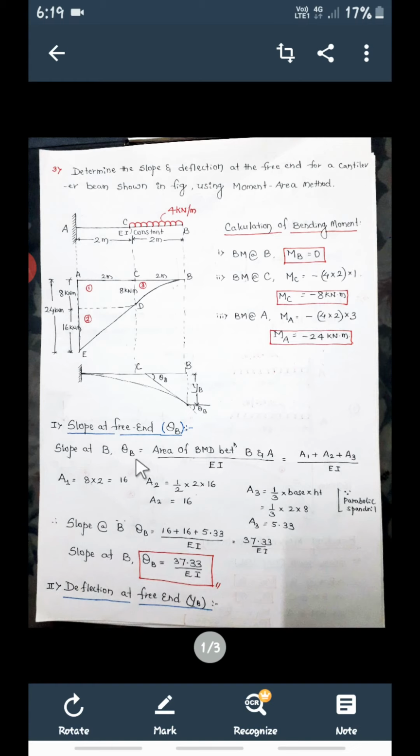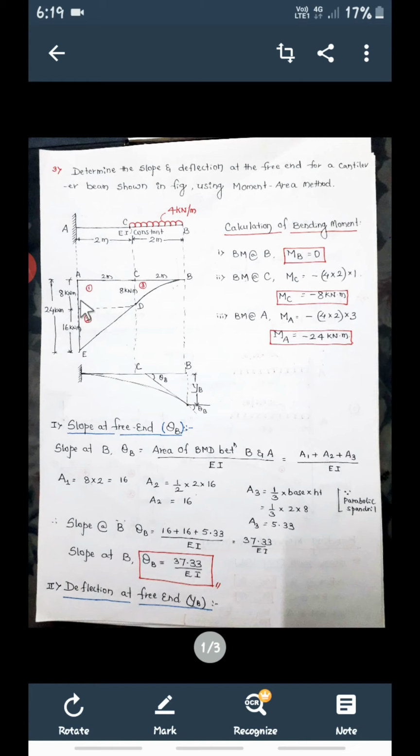So slope at B is equal to the area of the bending moment diagram between B and A. To calculate the slope at B, we have to take the bending moment diagram between B and A. That will be all three areas, A1, A2, A3. So the area of the bending moment diagram between B and A divided by EI, that is A1 plus A2 plus A3 divided by EI. Now calculate A1.